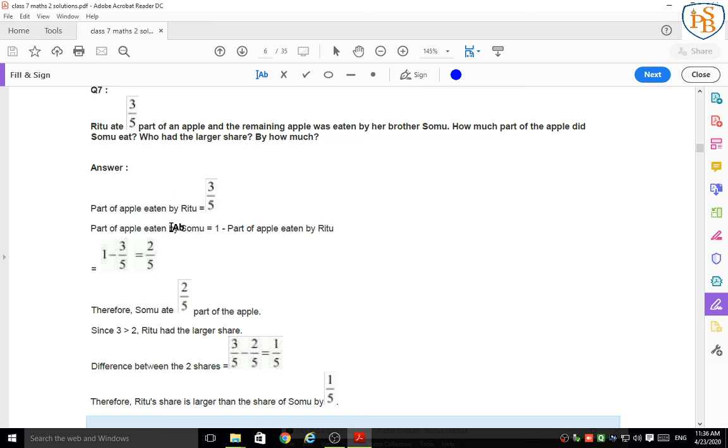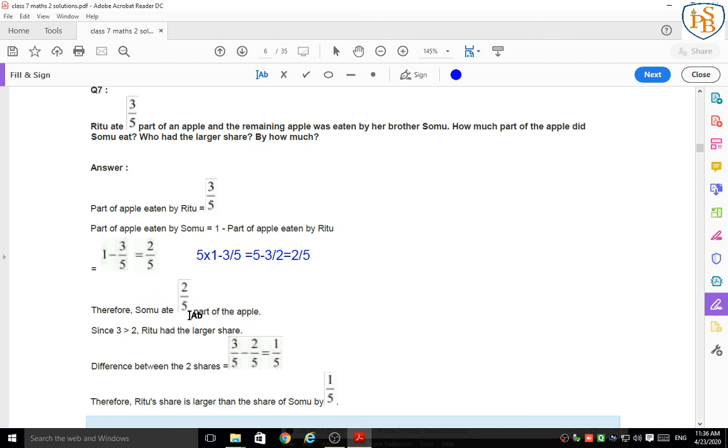Part of apple eaten by Ritu is 3 upon 5, and part of apple eaten by Somu, so we have to find, how can we find out, that is 1 minus part of apple eaten by Ritu. So 1 minus 3 upon 5. How can we do it? So we have to multiply that 5 into 1 minus 3 upon 5. So we get here answer 5 ones are 5, and 5 minus 3 upon 5 is equal to 5 minus 3, that is 2, 2 upon 5. Therefore, Somu ate 2 upon 5 part of the apple.